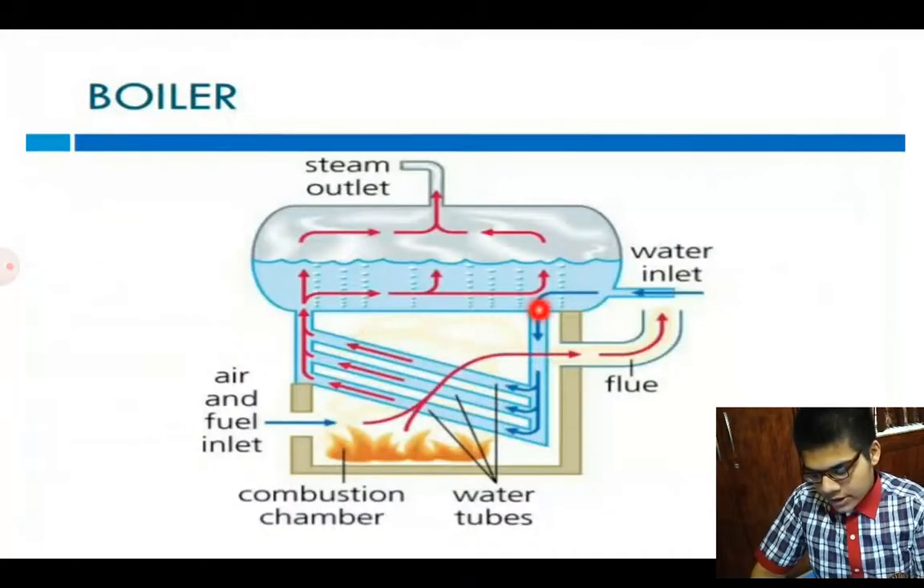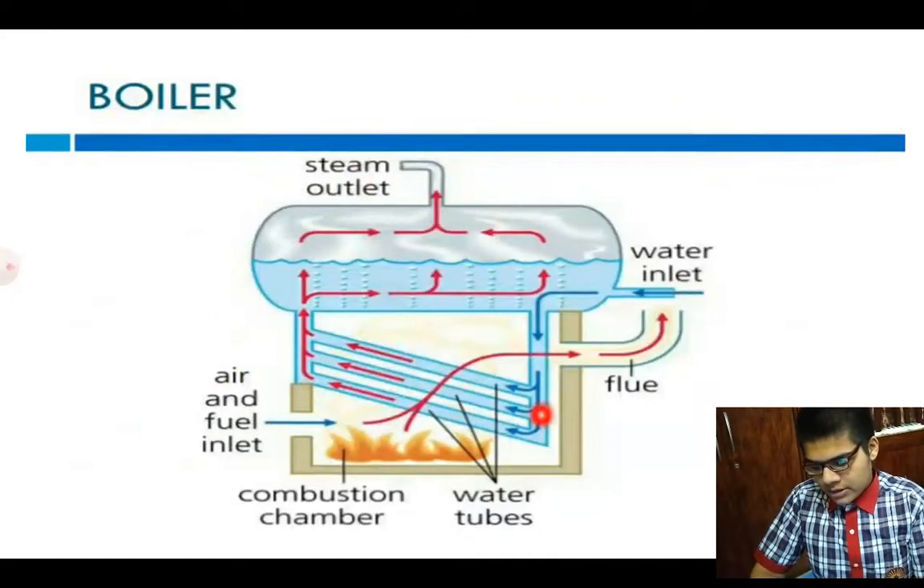Here is the boiler, and this is the working of the boiler. You can see the air and fuel inlet. Here air and fuel come in, and here is the water inlet. The water goes in, the combustion is going on, and the fire is here. The water is heated here, and then it goes to this container, where the water is very hot, and the steam goes to the steam outlet. This is the working of the boiler in a power plant.